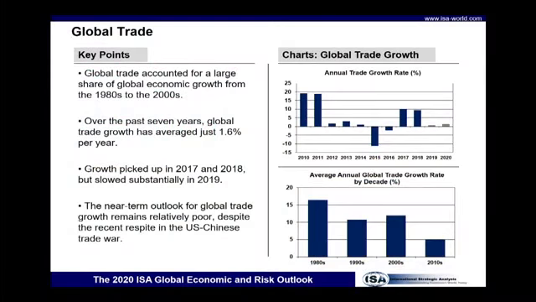In fact, over the past 7 years, just 1.6% per year growth in global trade, whereas the global economy during the same period grew by 3.5%. So a substantial change. Suddenly, the global economy is growing faster than global trade. In the outlook, when we look forward, there's not a lot of expectations for faster global trade growth in the years ahead. We'll talk about some of the reasons going forward.